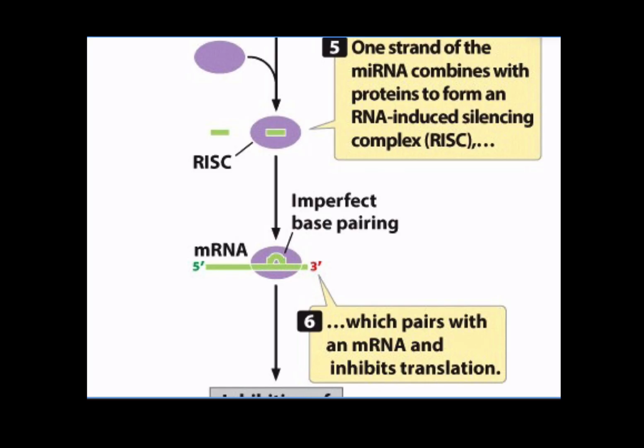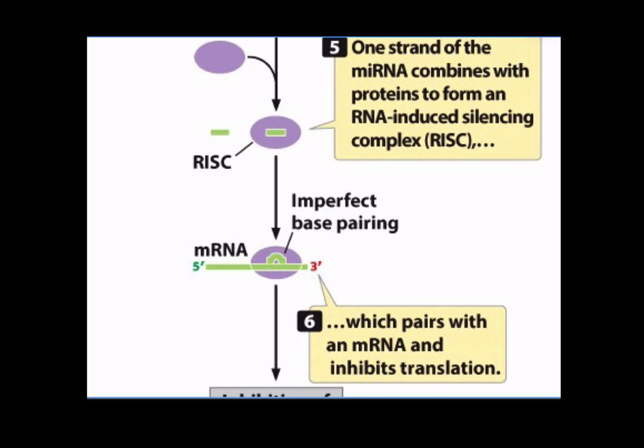If they find them, and there is imperfect base pairing, meaning not all bases need to be complementary to the bases in the mRNA, but some partial complementarity, the RISC complex stays bound to that mRNA, and more often than not, what it will do is prevent its translation. So the mRNA is there, but it's not being translated because it has this huge thing, the RISC complex, attached to it. And our ribosomes can't work with that mRNA anymore.